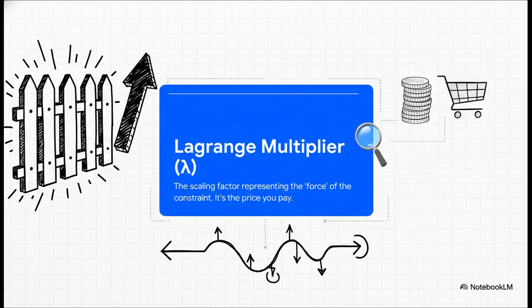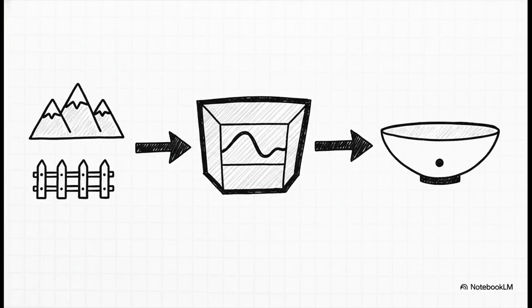It tells you exactly how much your solution gets worse for every little bit of the rule you have to follow. So the real magic trick is what we do with this. We build this awesome super equation called the Lagrangian. We basically just mash our original function and our constraint together into one big formula.